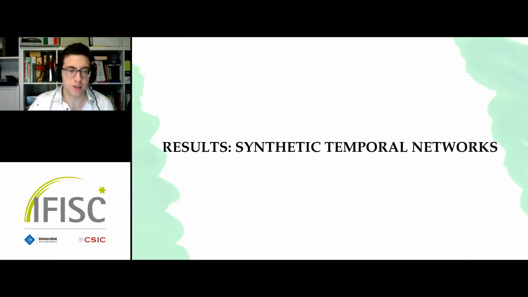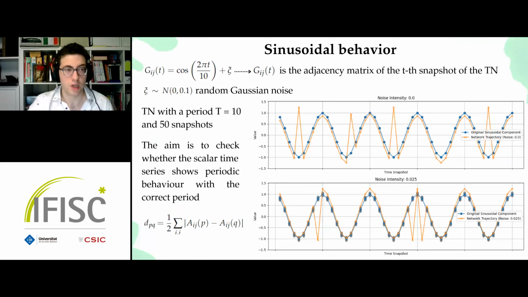Now, the most interesting part, synthetic temporal networks. First, we are going to generate periodic temporal networks with this formula. Gij is the adjacency matrix element ij of the t-th snapshot of the temporal network. As you can see, every element in the adjacency matrix is going to have this sinusoidal part, a cosine with period equal to 10. And then we'll have a random Gaussian noise added.